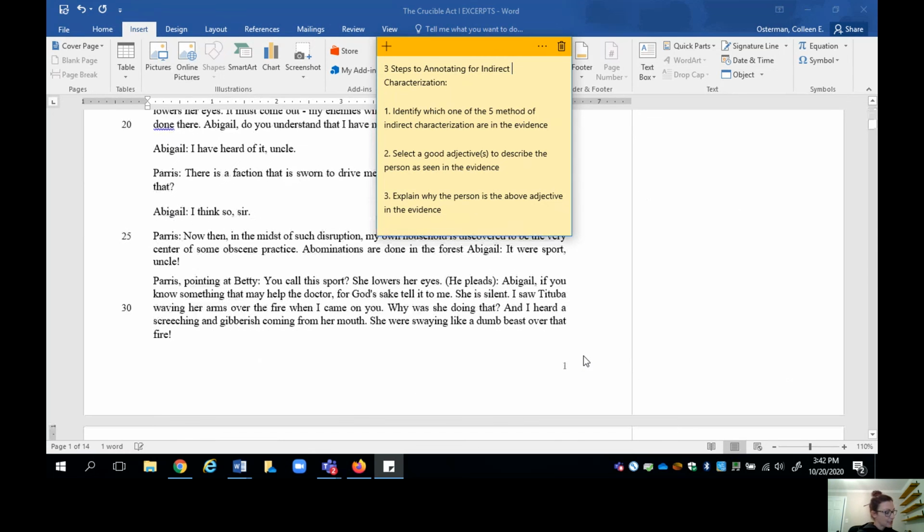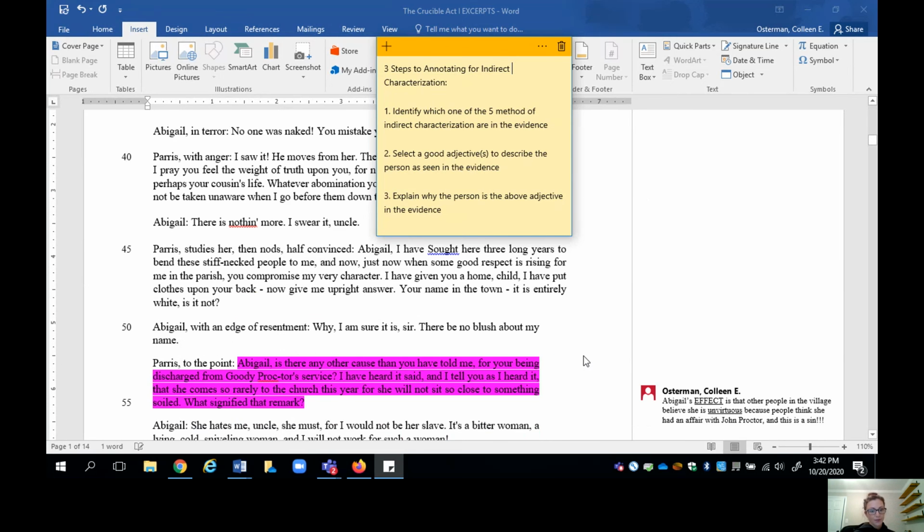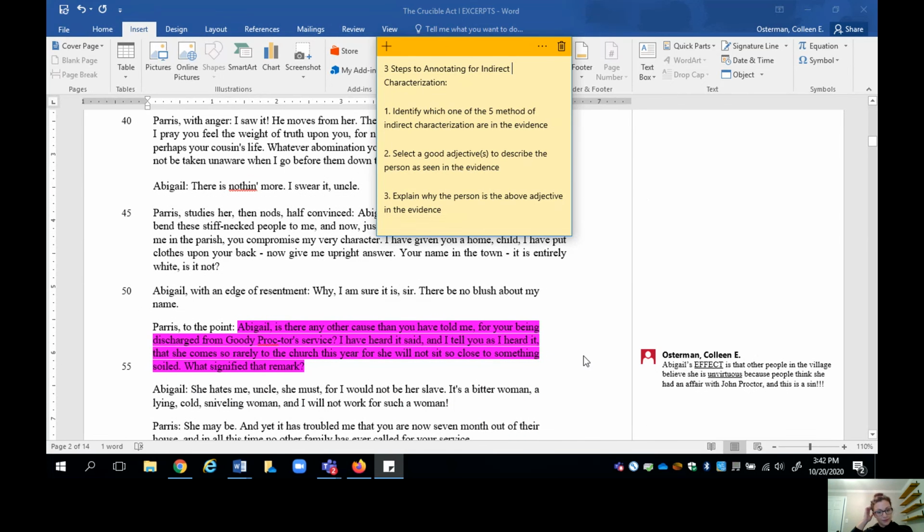Later on in the same scene, Abigail and Paris are talking. Paris says to Abigail, "Is there any other cause that you have told me for your being discharged from Goody Proctor's service? I've heard it said, and I tell you as I heard it, that she comes so rarely to the church this year, for she will not sit so close to something soiled." What signified that remark? Okay, so here, Paris is basically calling Abigail out.